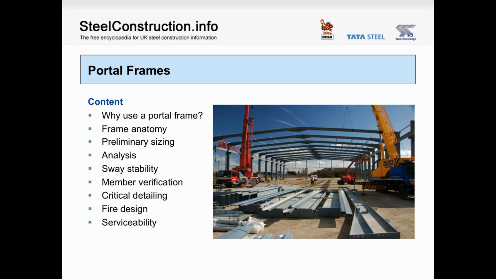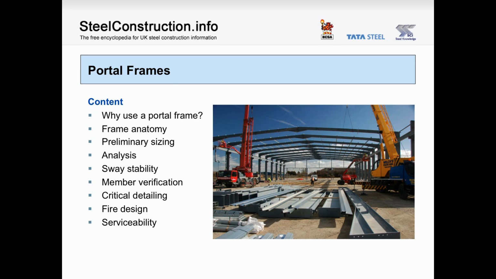Portal frames are very likely to be sensitive to second-order effects, but the general Eurocode rules for assessing frame stability are not immediately appropriate for portal frames, so I will explain the recommended alternative. And then, once we've established forces and moments around the frame, and possibly amplified those forces to allow for second-order effects, we can then proceed to the calculation of member resistances.